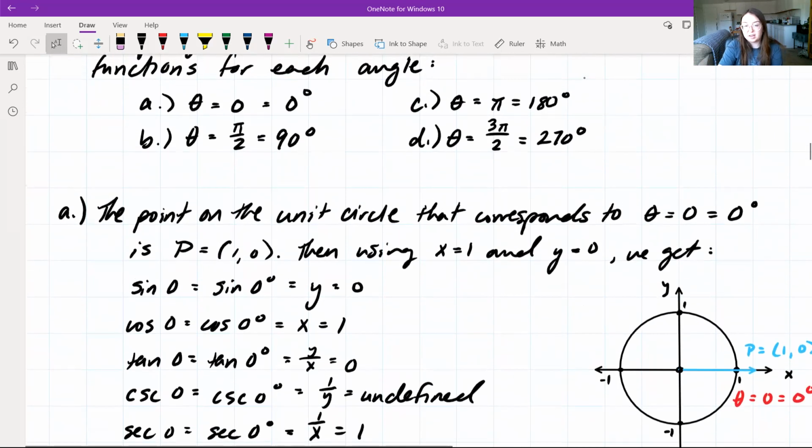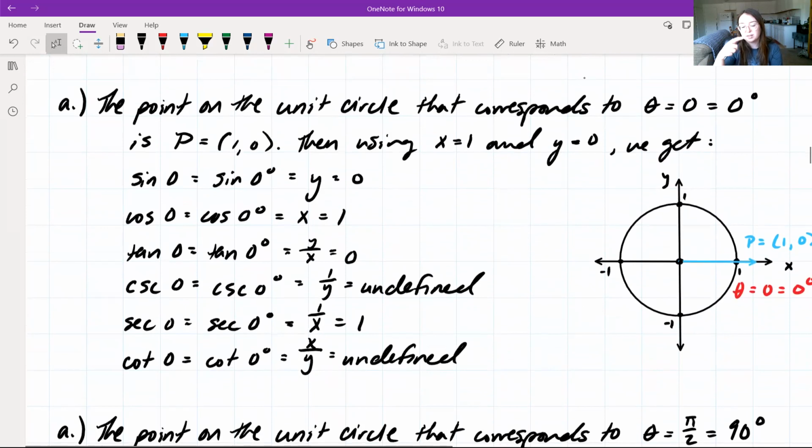Starting with theta equal to 0. The point on the unit circle that corresponds to theta equal to 0, which is 0 degrees, is P of 1 comma 0. Then using x equals 1 and y equals 0, we can get the values.